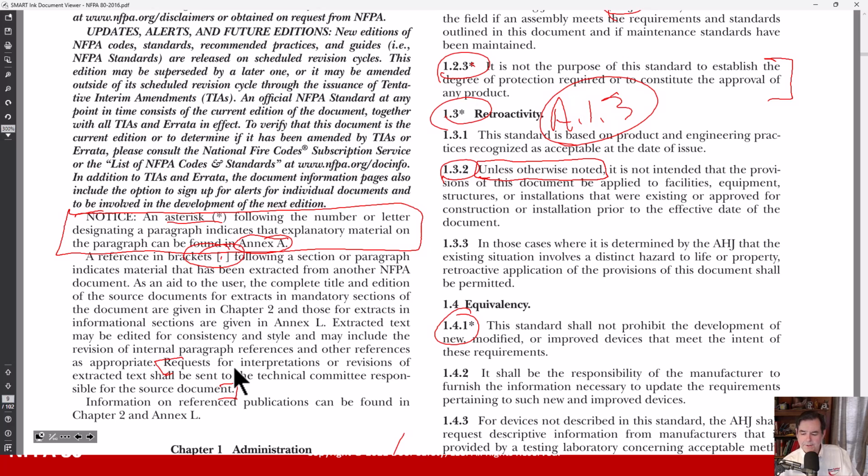Unless otherwise noted, it is not intended that the provisions of this document be applied to facilities, equipment, structures, or installations that were existing or approved for construction or installation prior to the effective date of this standard. So what does that mean?